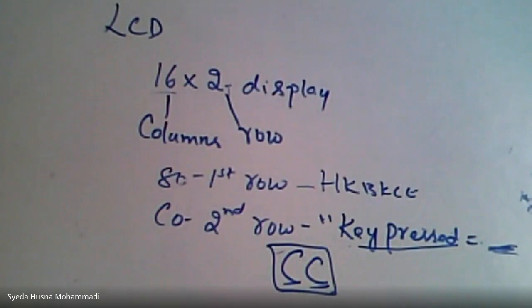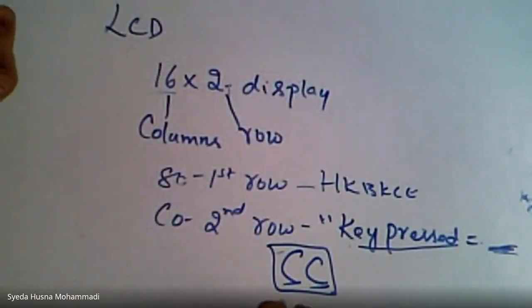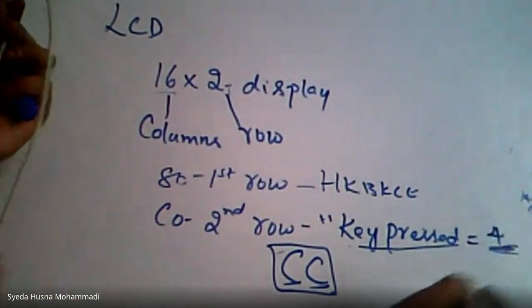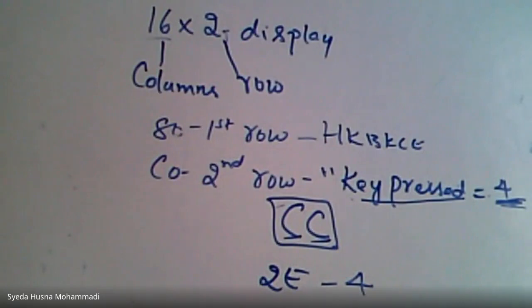So I have explained the entire concept of the program here. That's all you people have to check. First, you have to scan which row, then scan which column, then concatenate them. You have to get the column value and the row value side by side. If I give it as 2E, it means second row, first column. It has to display "key pressed is equal to 4".